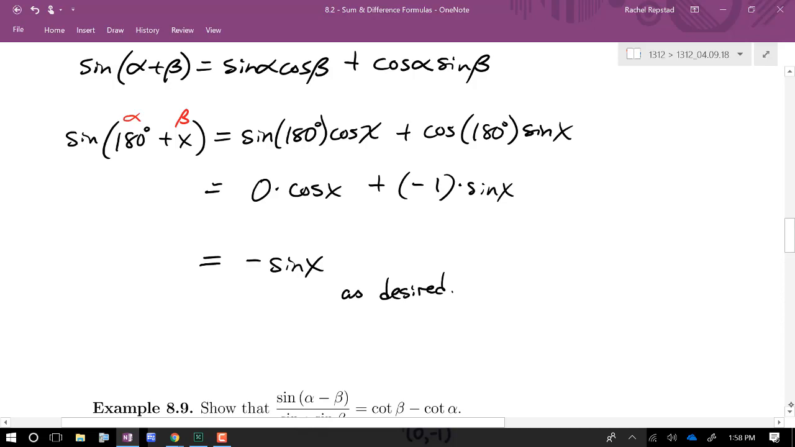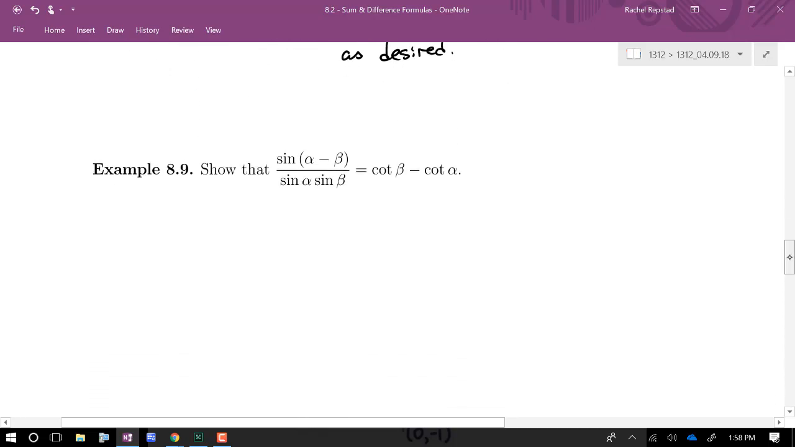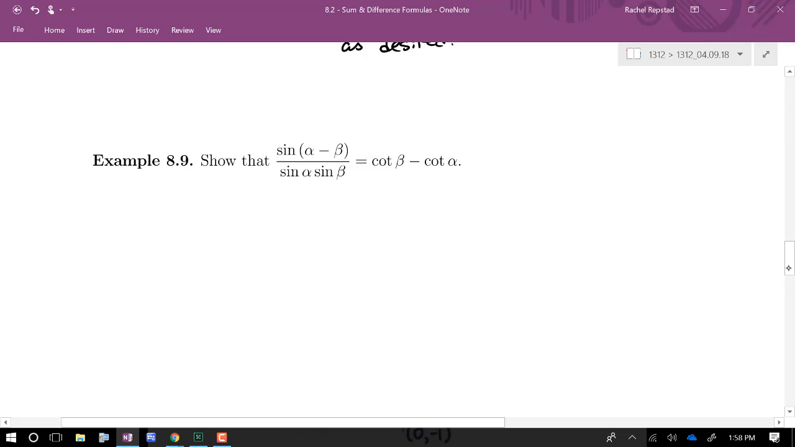Should we do another? Might as well. All right, another proof. We're going to show that this is true. Let's start on the left, mostly because on the left side we have a difference inside a sine, and at least I have an idea of where we could go from there. We have a difference formula for the sine function, so I can imagine I could go grab something and replace it, and then we'll reassess where we're at.